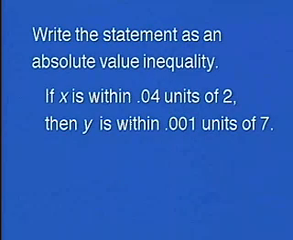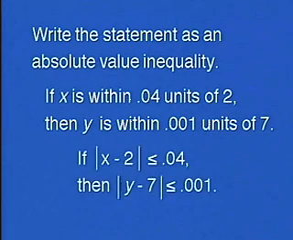Okay, x is within 4/100ths of a unit of 2, then y is within 1/1000th of a unit of 7. So we would write if the absolute value of x minus 2 is less than or equal to 4/100ths, then the absolute value of y minus 7 is less than or equal to 1/1000th.